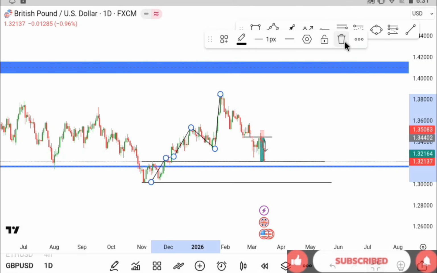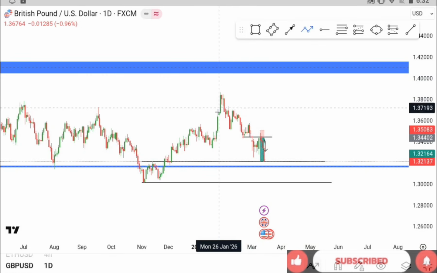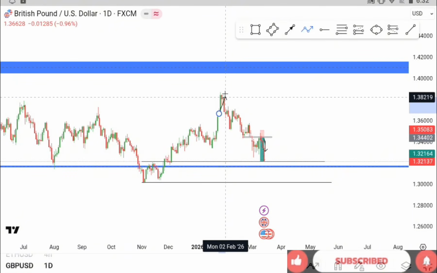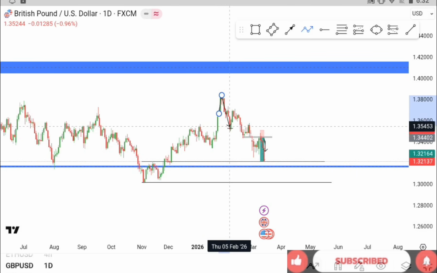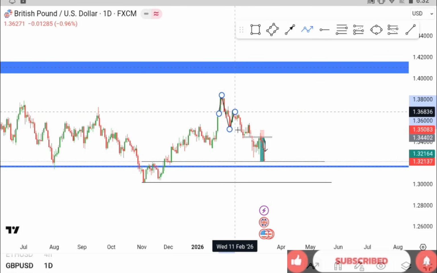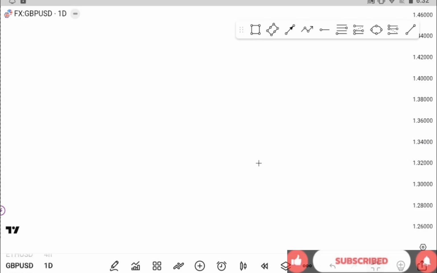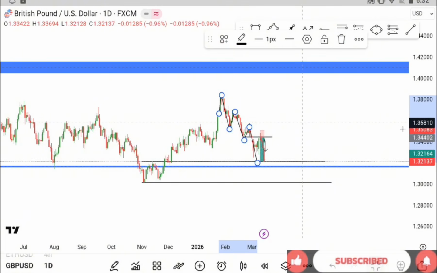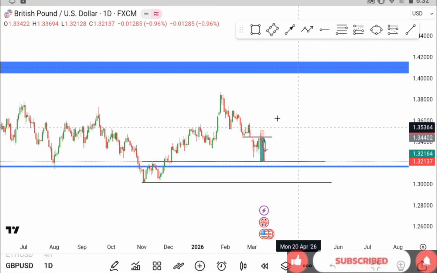So let's see what the structures are actually printing on the daily time frame. Remember, what we are anticipating is bearish momentum. You can see from this angle, GBPUSD is making some lower lows and some lower highs. This shows us that the sellers are fully in control on GBPUSD. So this has shown us very strong structure that GBPUSD is coming to the lower side.